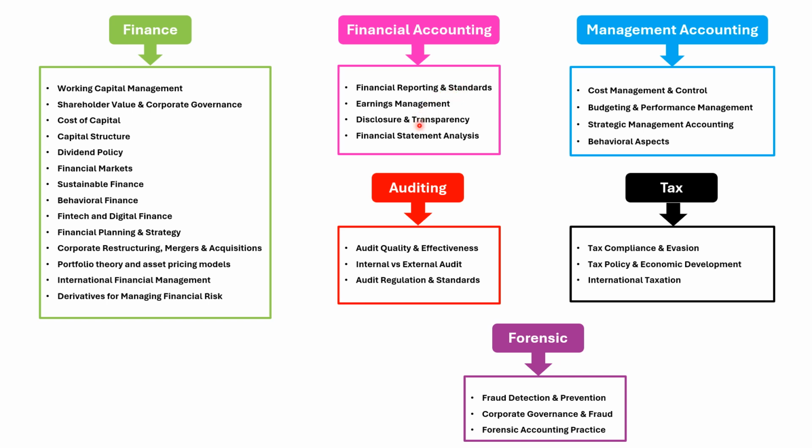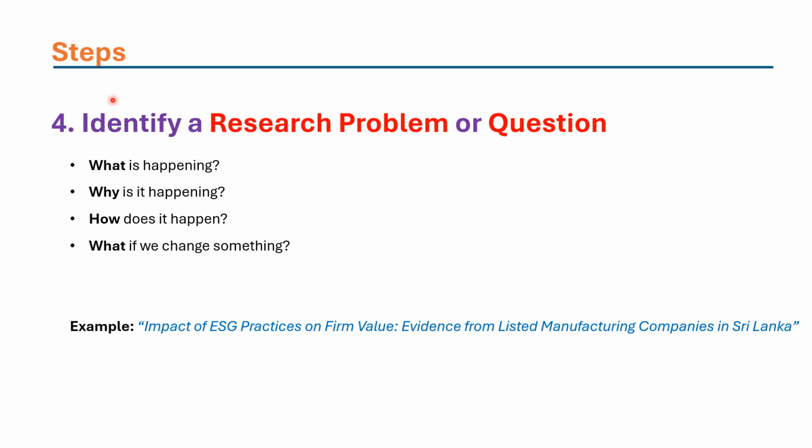So the same thing happens to other topics as well in other broad areas if you have preferred those areas. So then the fourth step is you need to identify a research problem or the question. So simply you need to identify what is happening at the moment with regard to that current topic and why it is happening. How does it happen? And what if we change something? So likewise, you need to bring certain questions.